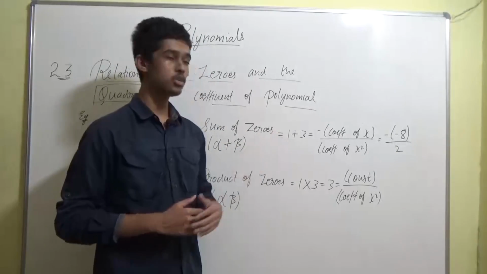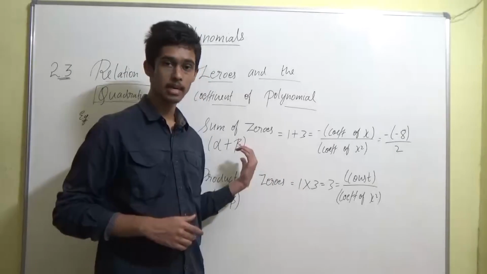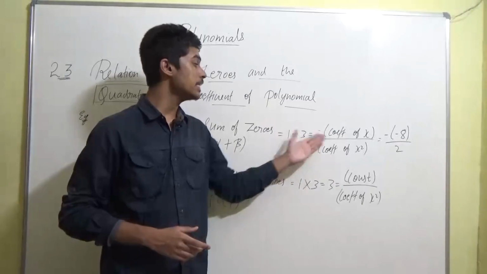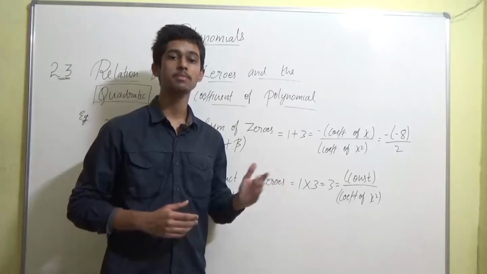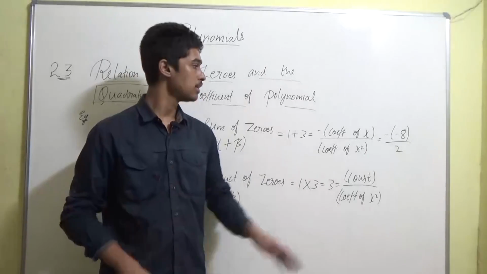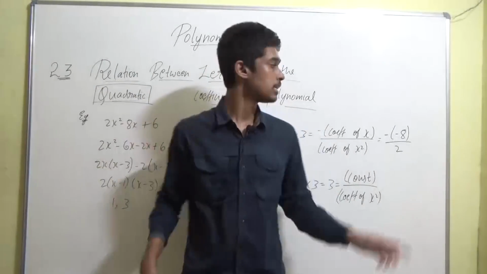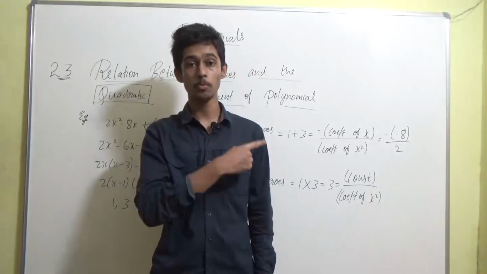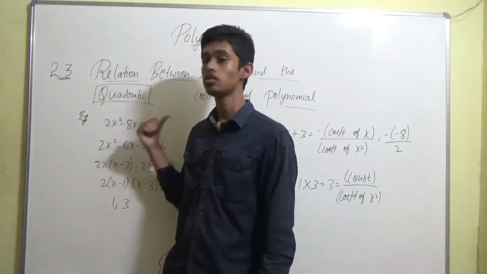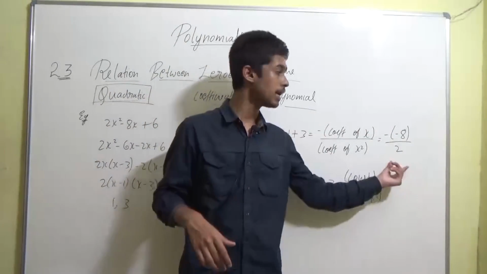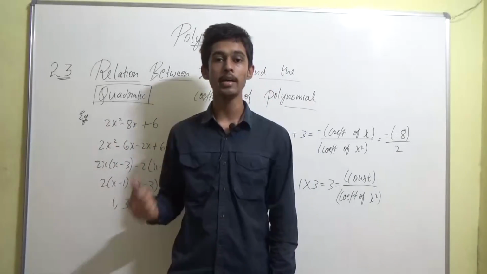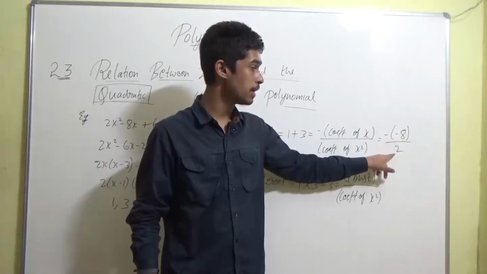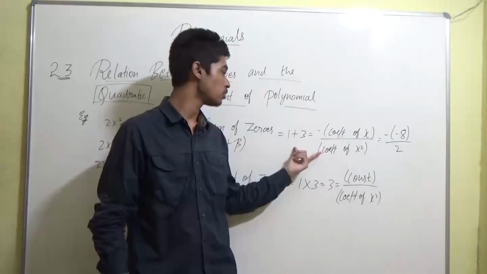So the sum of zeros of the quadratic equation is alpha plus beta, which is 1 plus 3. The relationship is that it is equal to minus coefficient of x by the coefficient of x square, which in this case is minus of minus 8, because the coefficient of x is minus 8. As I said, you have to insert it with the sign minus, so it is minus of minus 8 by 2, because the coefficient of x square is 2. You will be getting minus into minus is plus, so plus 8 by 2, which is equal to 4, which is also equal to the sum of zeros.